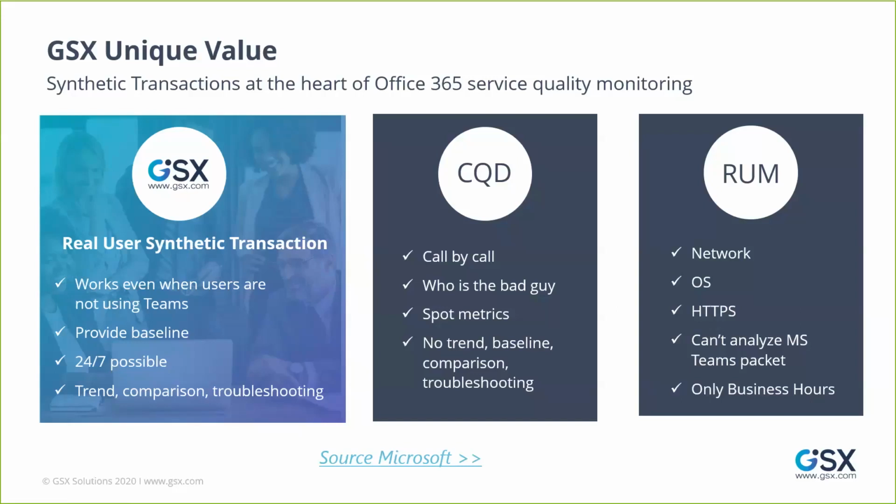The real user monitoring tools are also good, but they are mostly focused on network, OS, HTTPS connection to the internet, and they can't really provide Microsoft Teams data because they cannot analyze the Teams data, as it is encrypted. And what we've done is that the robot onboards a light Teams client, and we are able to do our test and see the result of this test. So it's our test, so we are able to get the data and analyze it and show it to you. So that's really completely unique.